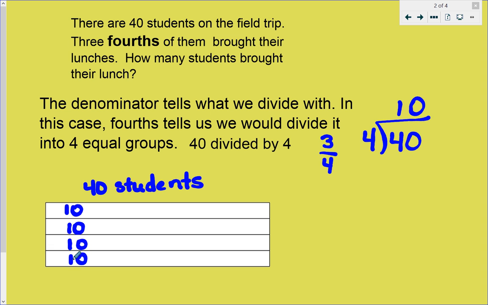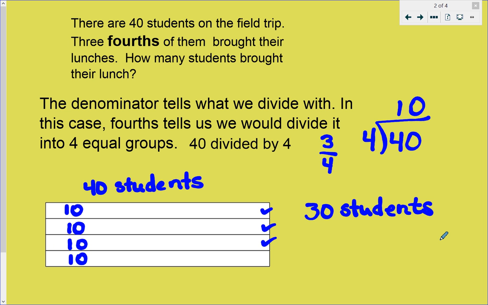Now, we need 3/4 of those. So I need 3 groups. I have this group, and this group. That's 3 groups out of 4, or 3/4. So I have to add, how much do I have? I have 10, I have 20, I have 30. So 30 students brought their lunch.